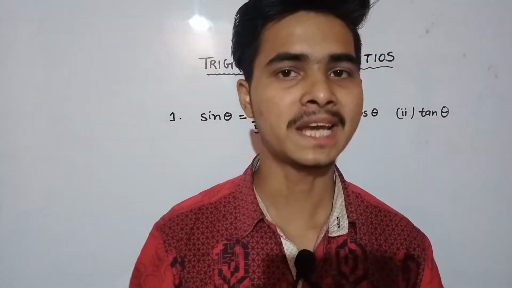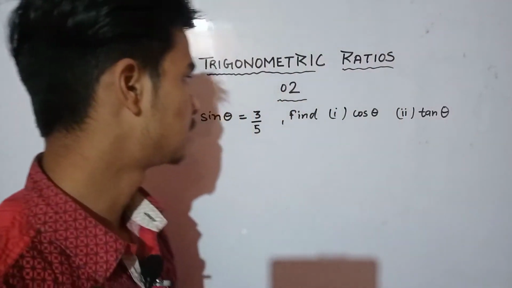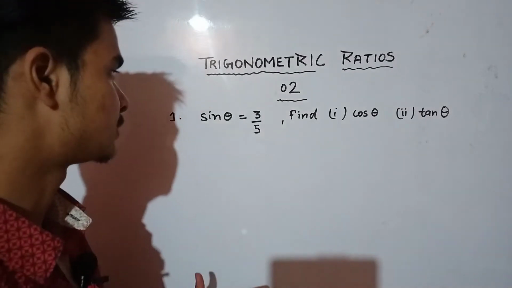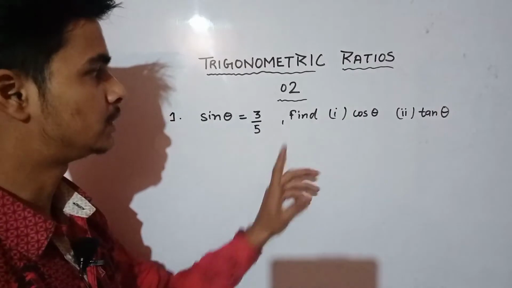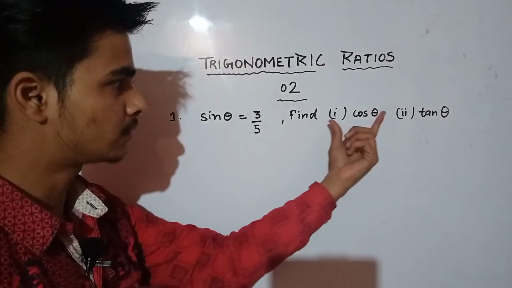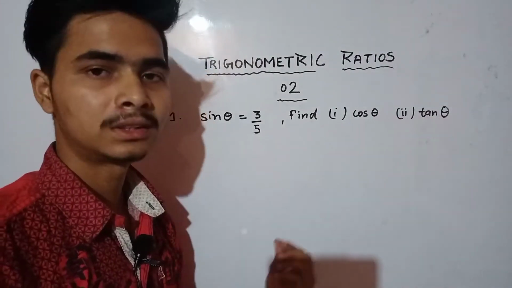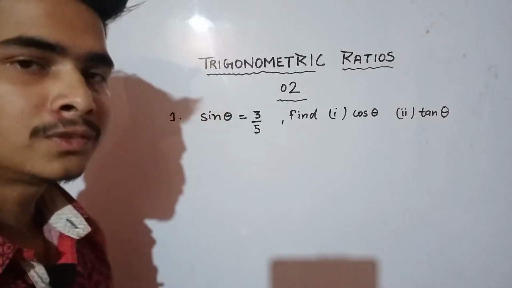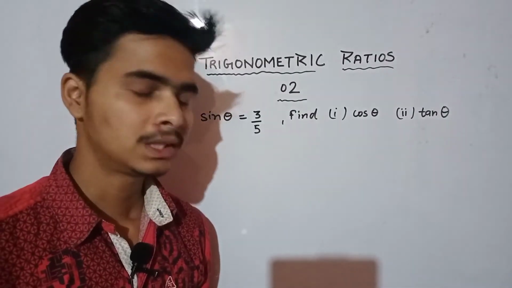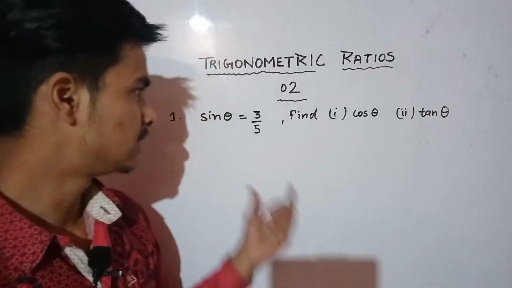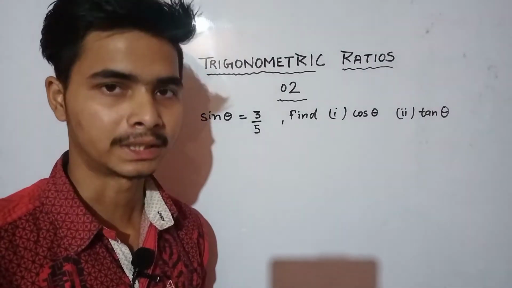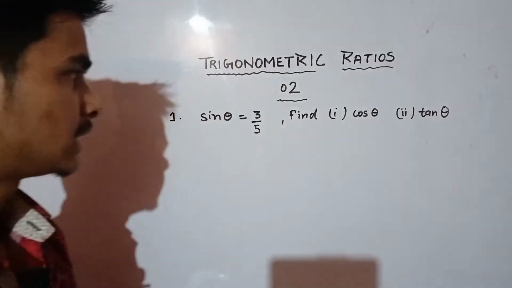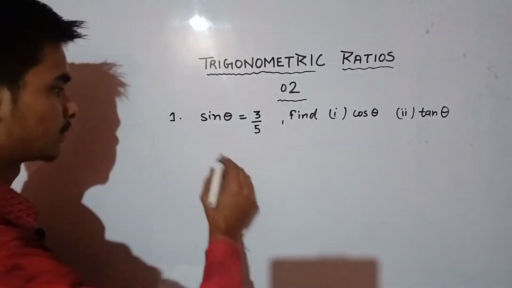Now let's directly jump into the question. The first question is: sin theta is equal to 3 upon 5, and you need to find the value of cos theta and tan theta. If you have watched my first video, then I have already told you that sin, cos, tan, all these are part of a right angle triangle.